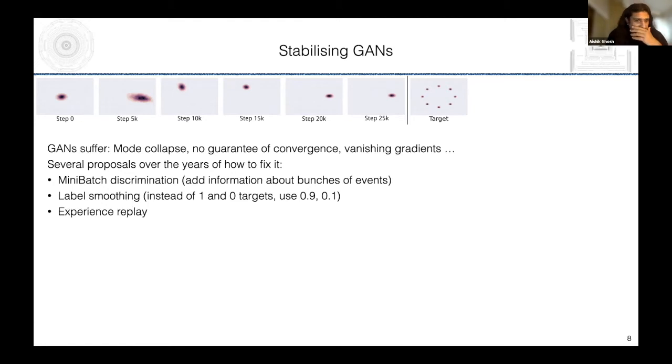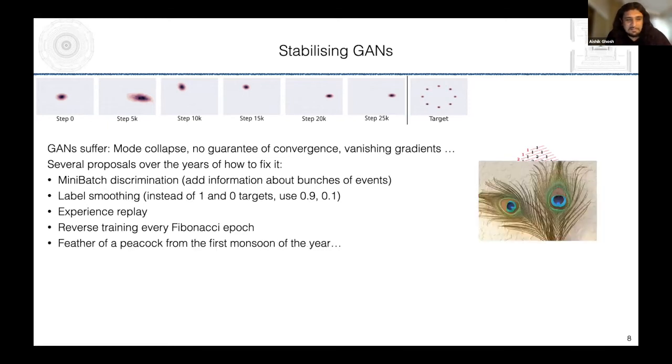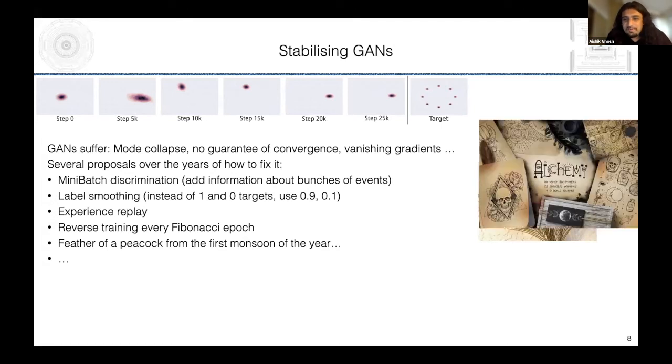There's something called experience replay. Then maybe you want to reverse the training every Fibonacci epoch, or use the feather of a peacock, some might say, from the first monsoon of the year. Well, of course, I'm joking about these things, but yeah, it really turns into something like an alchemy. And in case it wasn't clear from my tone, the last two are not real, but the others are.